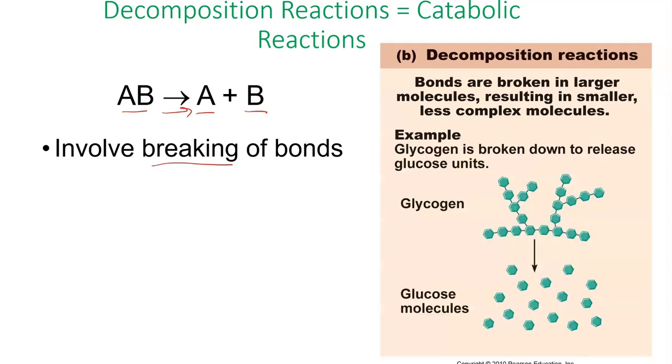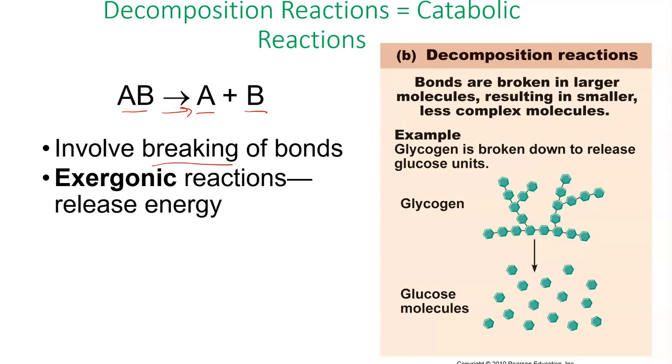An example of this is glycogen. Glycogen is a lot of glucose molecules bound together. And so if we go in and break those bonds, then we're going to have lots of free-floating glucose molecules. What this means is when we break the bonds, we're going to release energy.